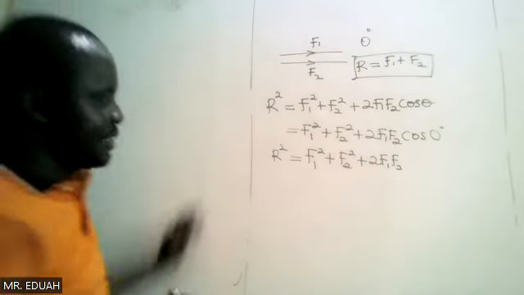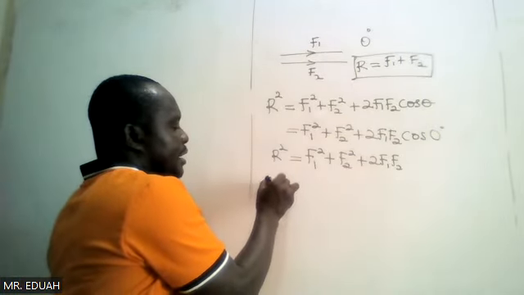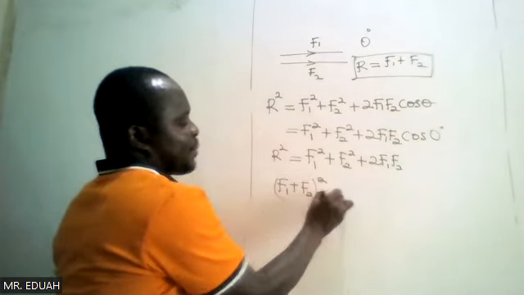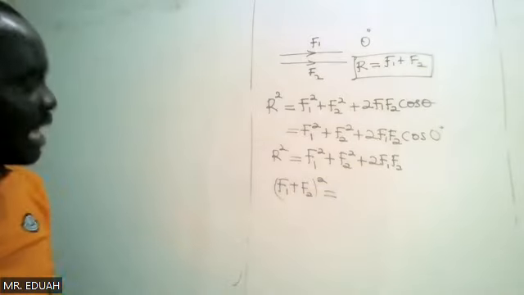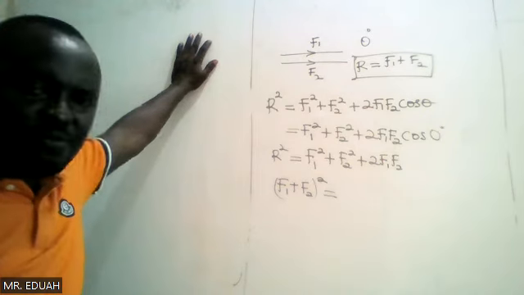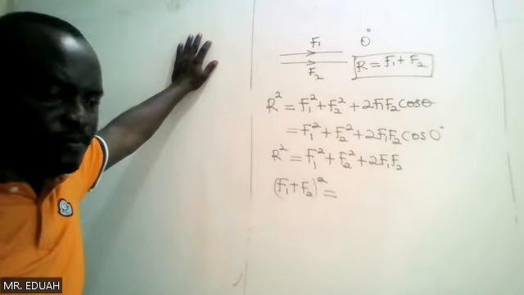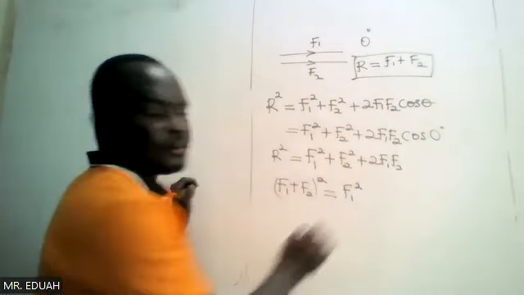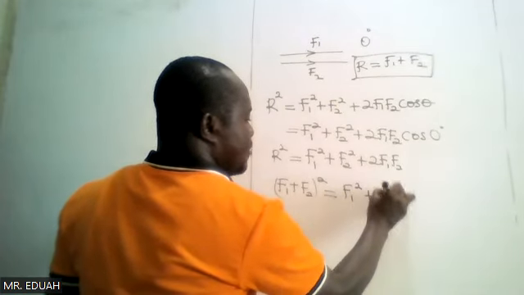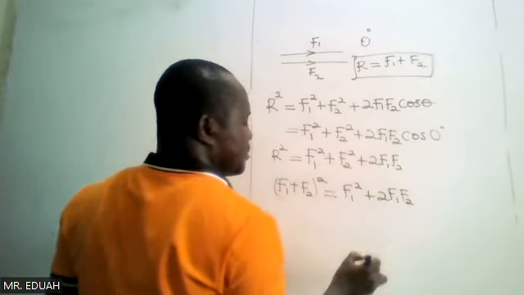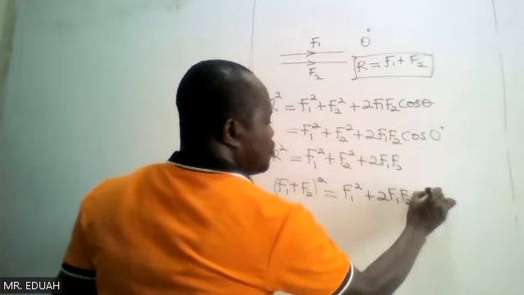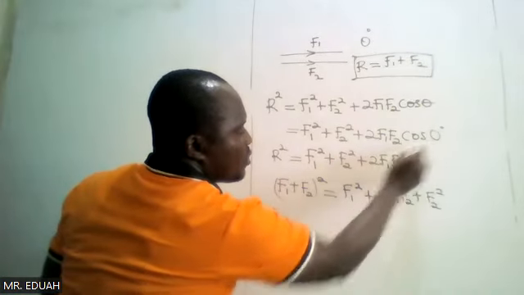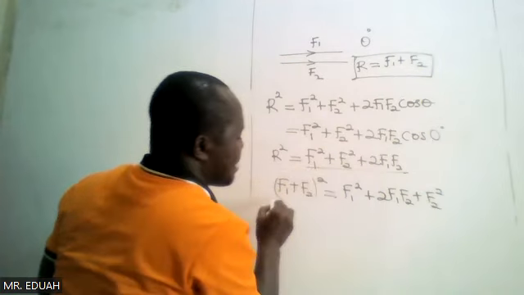Okay. Now look at something. If you have F1 plus F2 all squared, how will you expand this? Expand this for me. It will be F1 squared plus 2F1 F2 plus F2 squared. So you realize that this part, when we substituted 0 into it, is the same as this, isn't it?